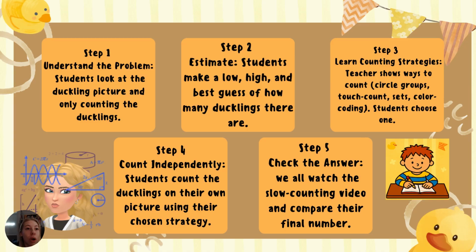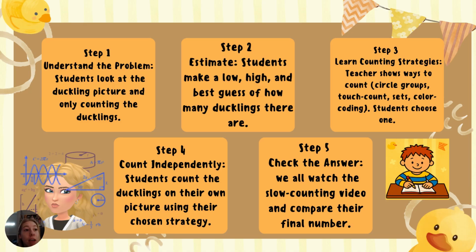And then step 4, we'll be starting to count independently. So the students will be trying to count the ducklings on their own picture using their chosen strategy. So I'm allowing them to use things like crayons, markers, or pencils so they can circle each duck or highlight each duck. And then I'll also have some resources out like colored clear counters so they could place the counters on each duck as they go along.